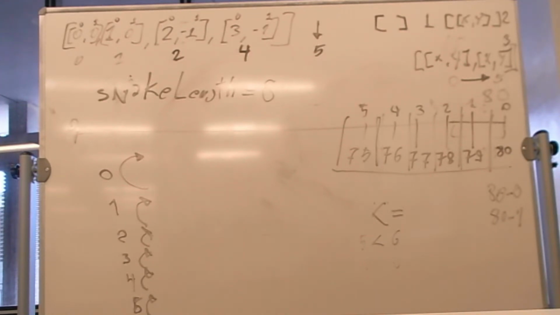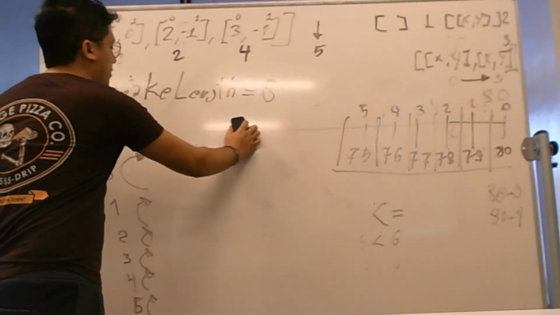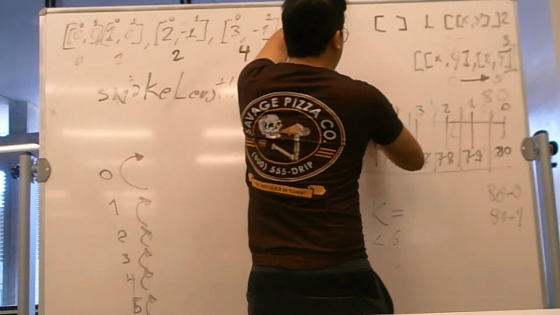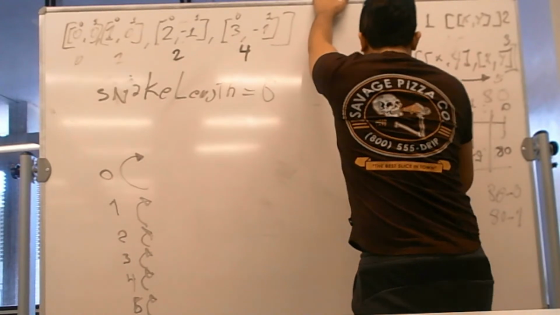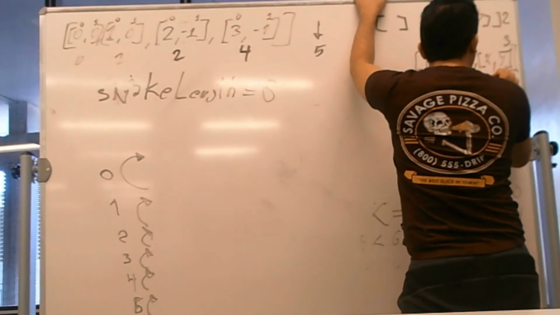So now we have to check that we have eaten something. Okay. So now here is where that whole part comes. Okay. So now what we just did here is a more simple algorithm.